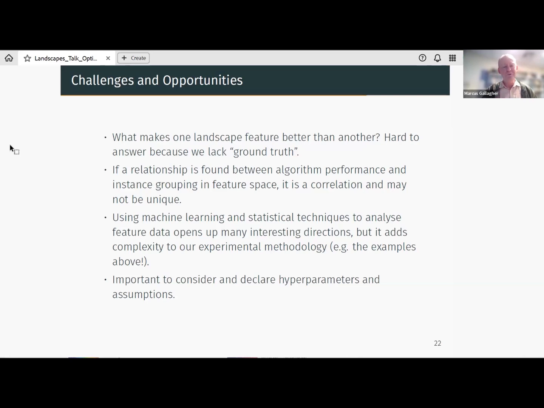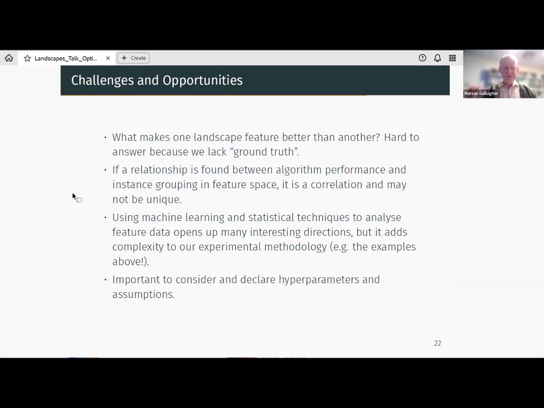And one of the important things is that we lack a ground truth a lot of the time. How similar are these problems, and what is this similarity that we'd hope to recover by using features? Sometimes it's difficult to know that. If we find a relationship, maybe in terms of algorithm performance, that might be okay, but it's a correlation. It might not be unique.